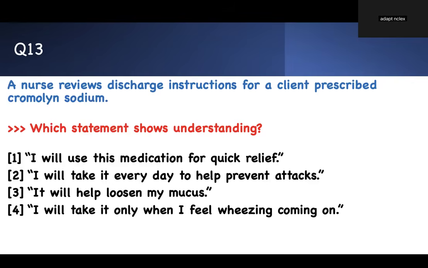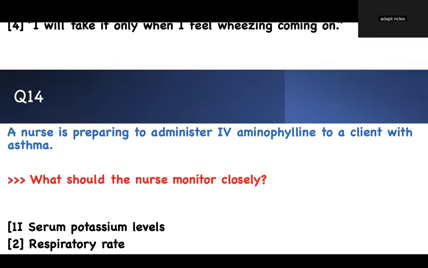I will use the medication for quick relief. No, it's not for rescue. I will take it every day to help prevent attacks. Sounds like a better idea because it's for prevention. It will help loosen my mucus. It's not guanfacine. I will take it only when I feel wheezing coming on. It's not the rescue agent. Therefore, the right answer is, as you can see, every day to prevent attacks, number 2.